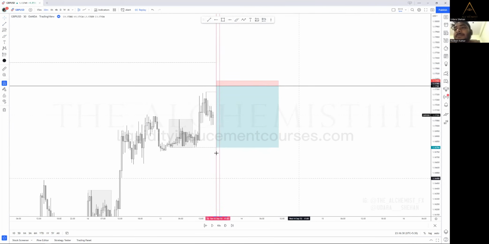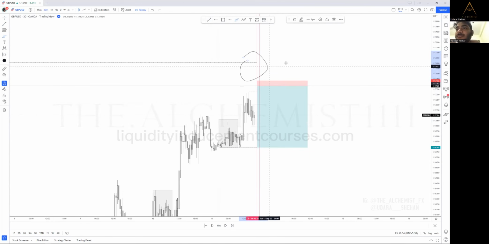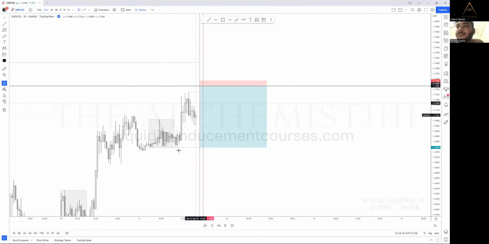Okay, this is what I did. This was where I set my TP at, because I was very sure that this was going to get taken out, the daily internal range liquidity. Okay, my only target for news was this. Okay, so look what happened though.